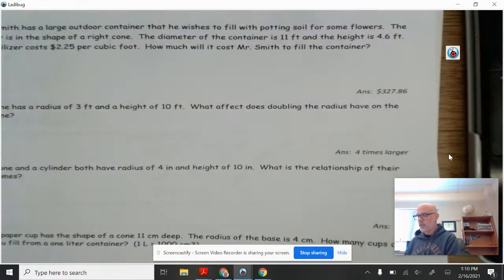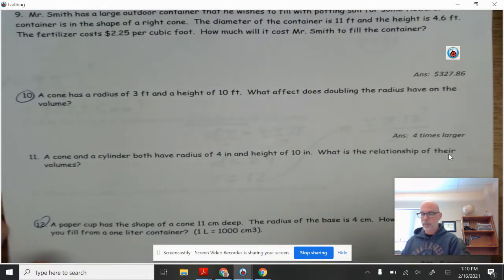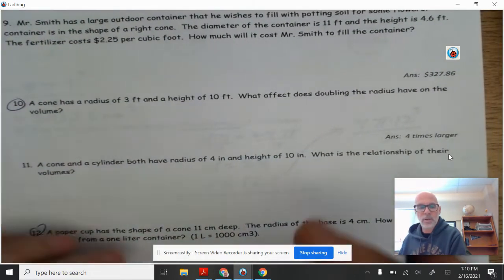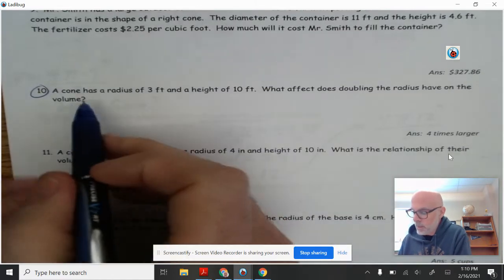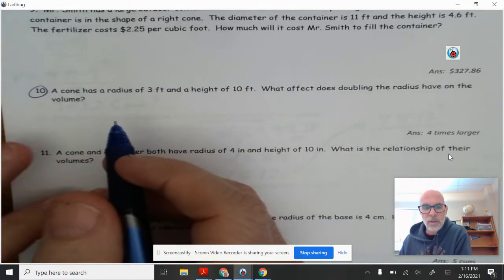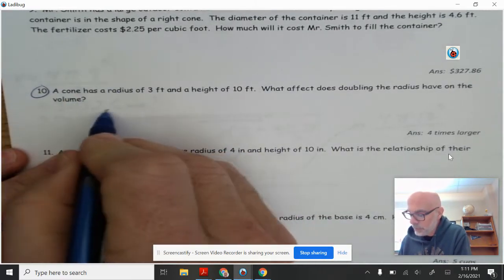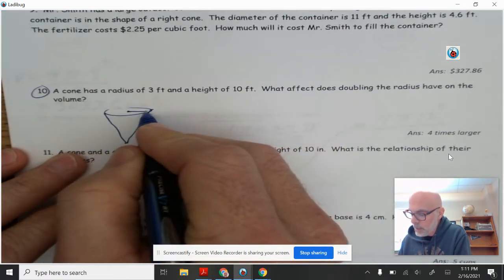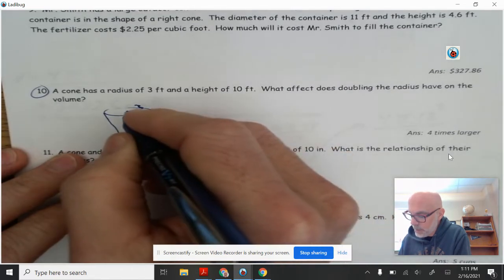There are some application problems over here that deal with a cone. They're not that difficult. You just need to read, draw a picture. Cones are easy to draw. This one was a little bit interesting. It compares things. So if you had a cone, I'll just draw it like this, with a radius of 3 and a height of 10.